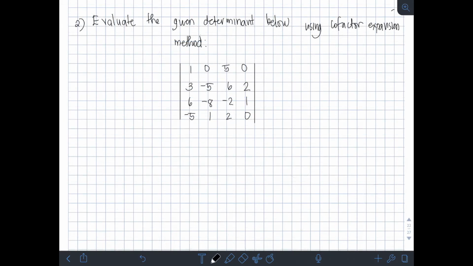Okay? Next, we have: evaluate the given determinant below using cofactor expansion method. Okay, so meron tayong 4x4 matrix. So, using cofactor method, pili tayo ng gusto nating i-consider na row o column. So, ito na lang column 1, kasi kung mapapansin nyo, yung mga elements niya is dalawa is 0.